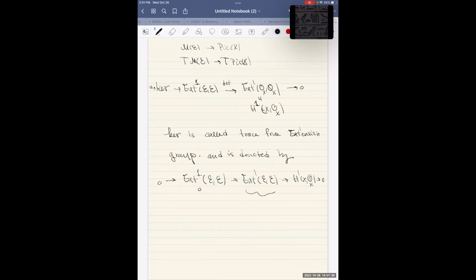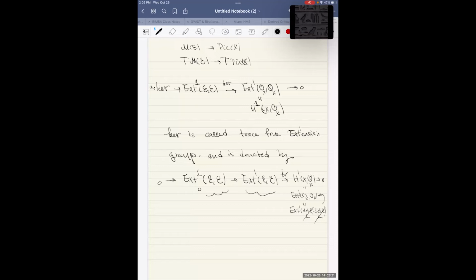Not all extensions of E comma E are trace-free. This is the trace map. It's also called the trace map. It's the map that takes Ext^1(E, E) to this, which is the same as Ext^1(O, O), which is also the same as Ext^1(determinant of E, determinant of E). Because if the determinant of E is L, L and L cancel each other and you're just left with O. Got it?